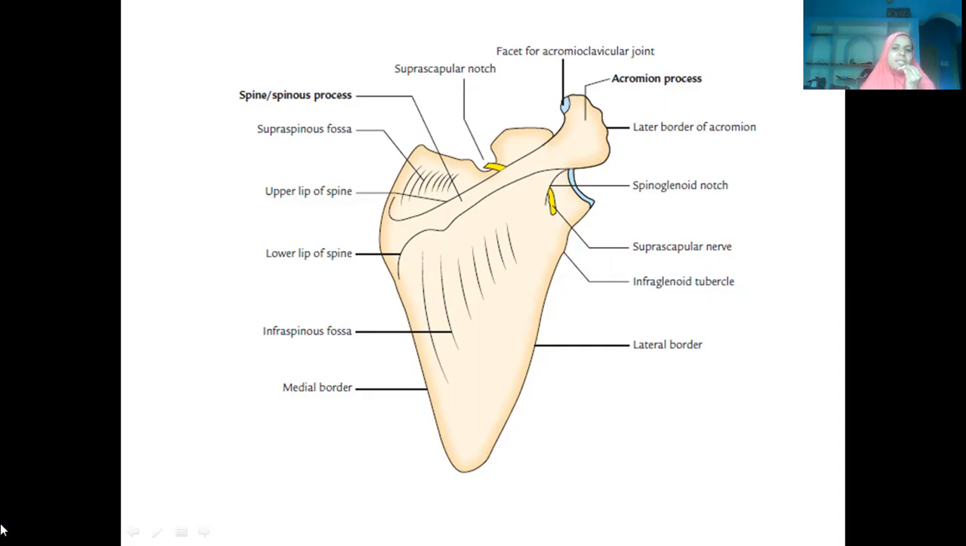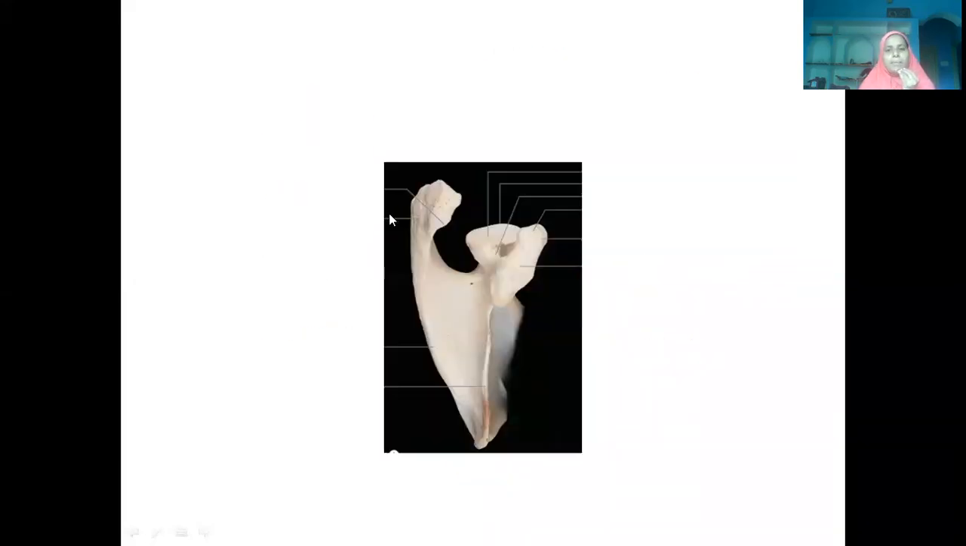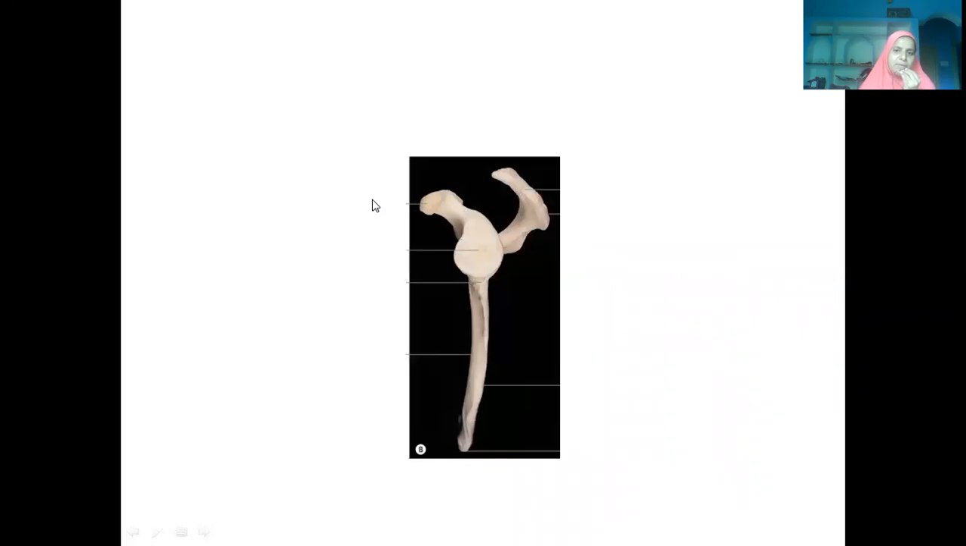That shows there is an oval facet for the acromion process to form the acromioclavicular joint with the clavicle bone. Okay, acromioclavicular joint. Is that clear? So these are the bony features that we find with the scapula.